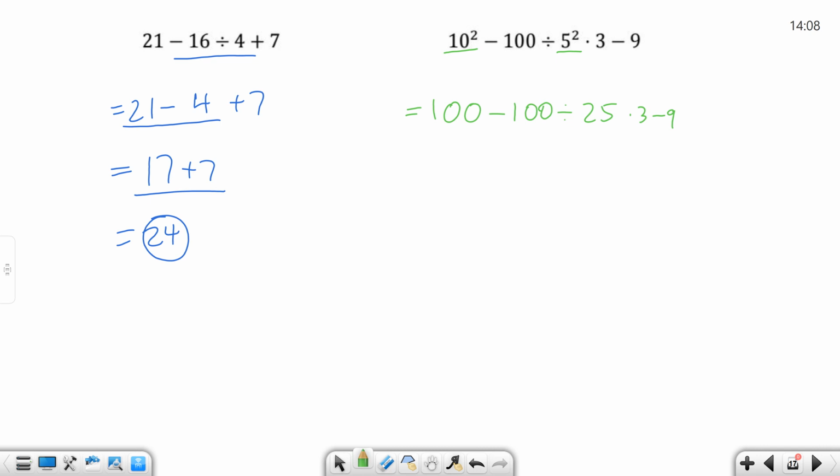Do I do 100 minus 100 and get 0? I hope you said no. The reason I don't do subtraction yet is because I have a division in there, and a multiplication. I've got to do both of those. So do them as you get to them from left to right. So I'm going to do this one. Negative 100 divided by 25 is going to be negative. Negative over positive is negative. 25 goes into 100 4 times, and then tack on your times 3 minus 9.